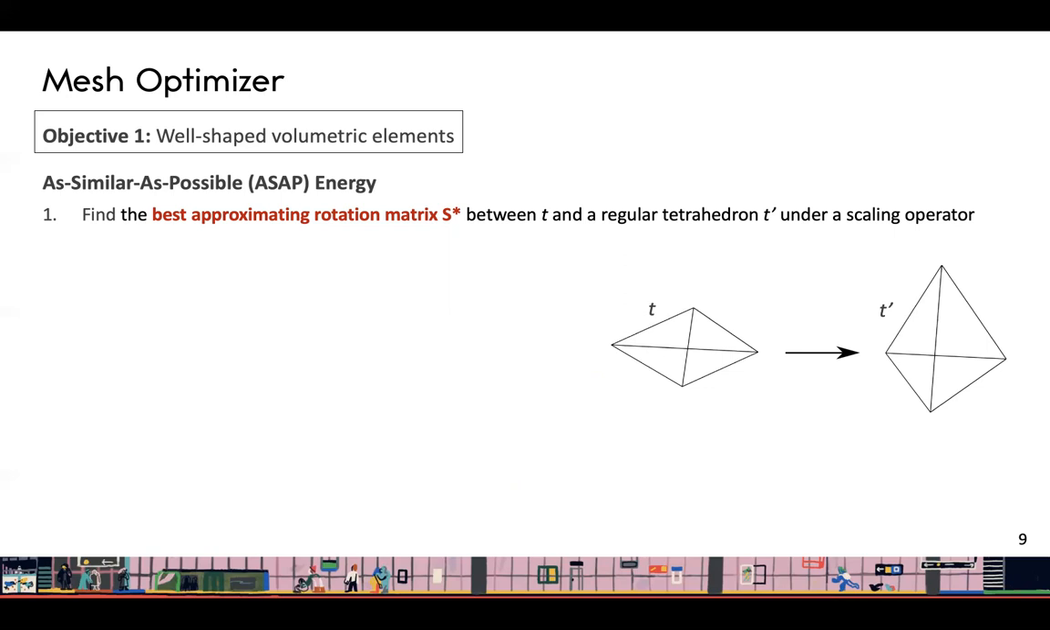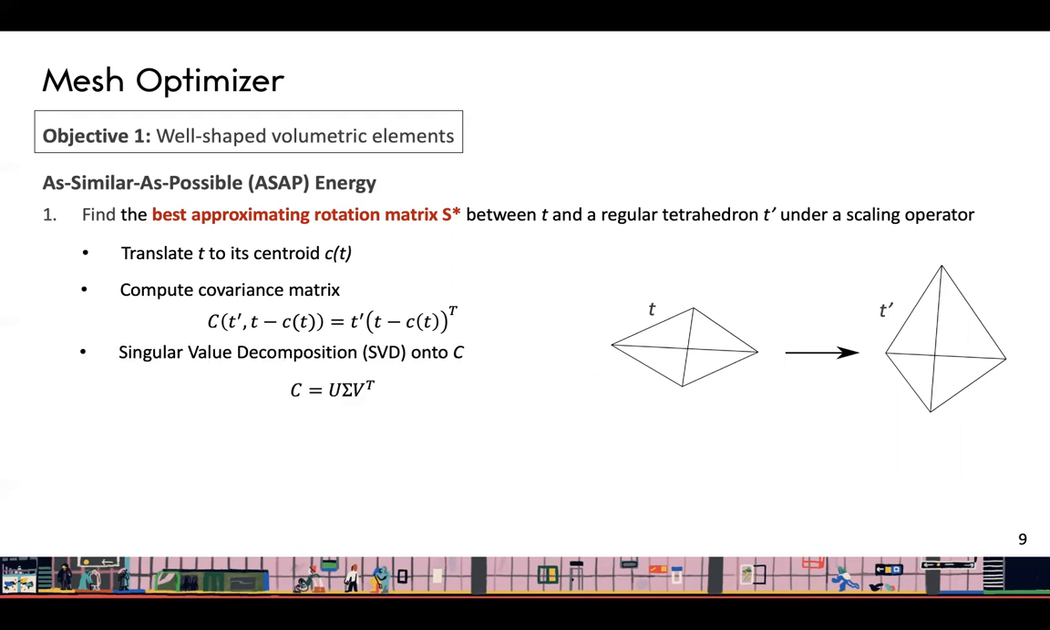The first step to find the best approximating rotation matrix between T and T prime was inspired by ASAP transformation. We begin by translating T to its centroid and then compute the covariance matrix C between the translated T and T prime. We perform an SVD on C. To decide the scaling parameter, we compute the ratio between the volume of T and the volume of T prime, then modify the sigma, which is an isotropic matrix. At the end, we compute the rotation matrix R star as the product of V, sigma, and U transpose.